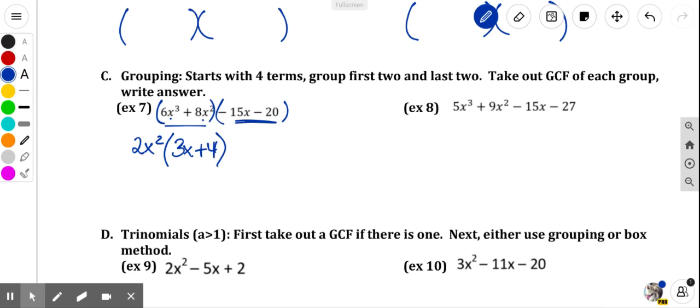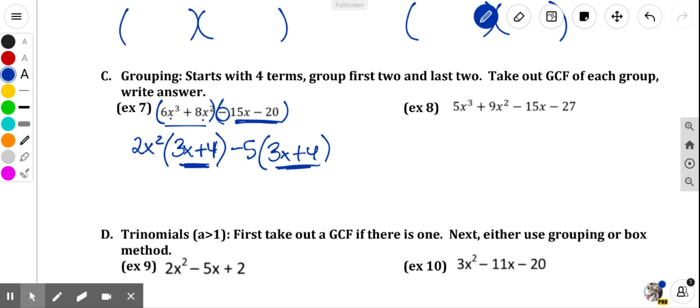Now we do the same thing over here. Remember, once you take the GCF out and write inside the parentheses, it should match this. So notice this is a negative leading coefficient here, so we need to take out a negative GCF. So negative 15x and negative 20, they have a 5 in common, but I need to take out a negative. So it's going to be a negative 5. Negative 5 times what gives me negative 15x? It's going to be positive 3x. Negative 5 times what gives me negative 20? It's going to be positive 4. So see how these match? That's what you want. You want those to match.